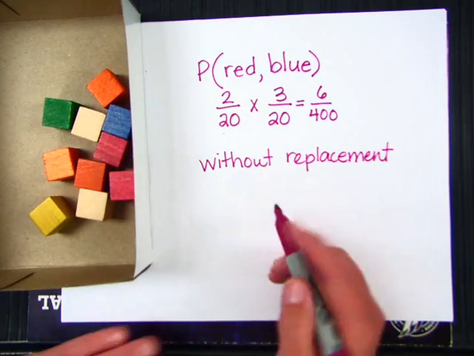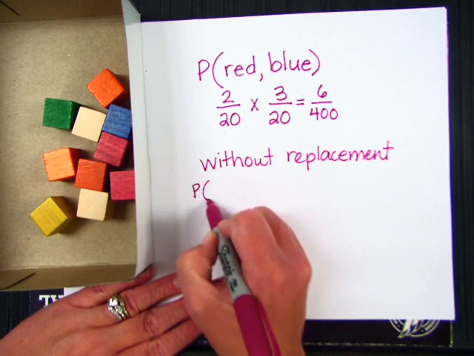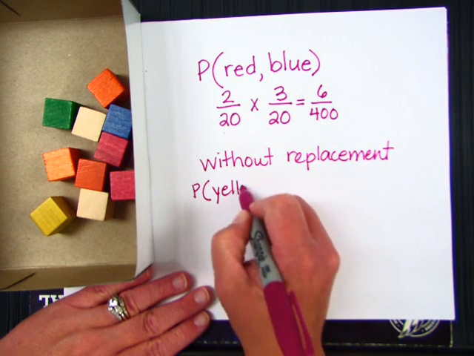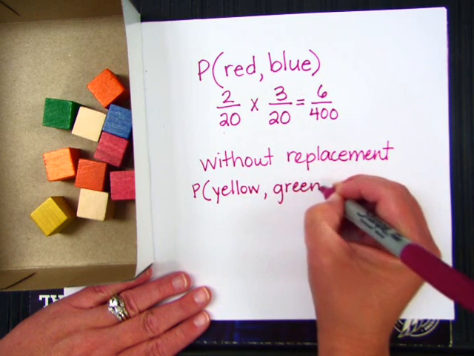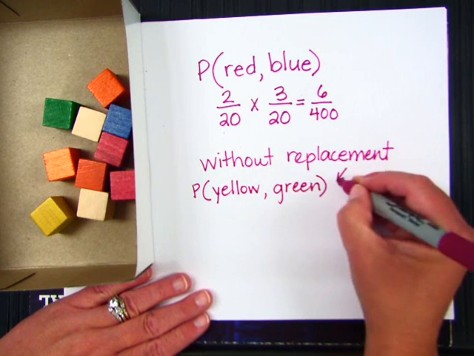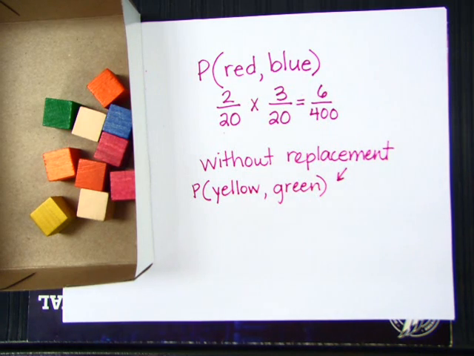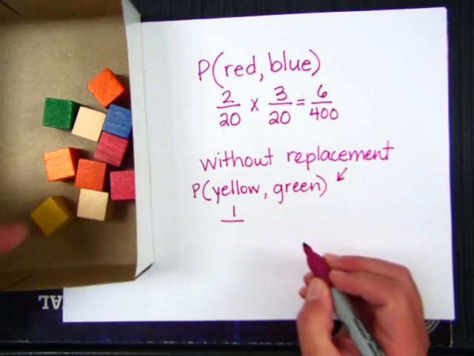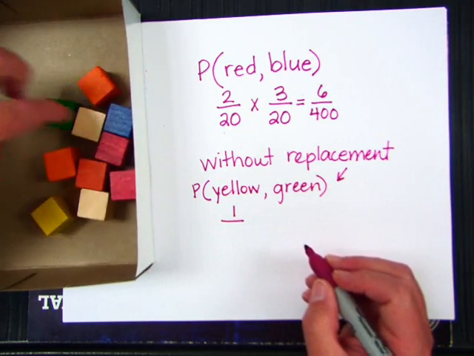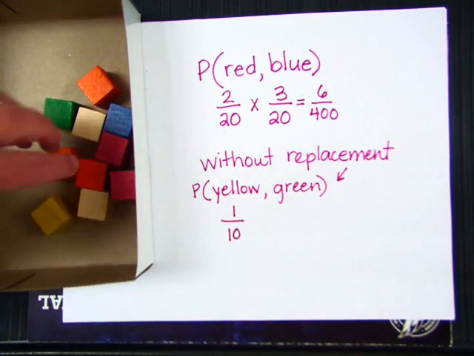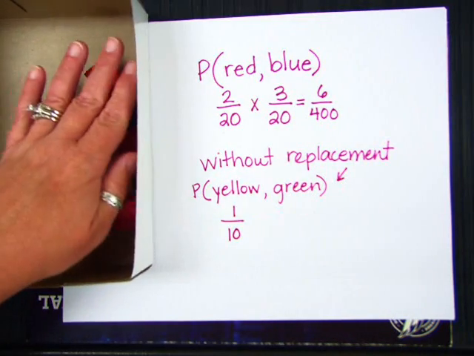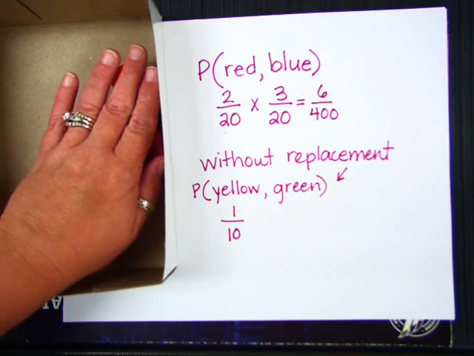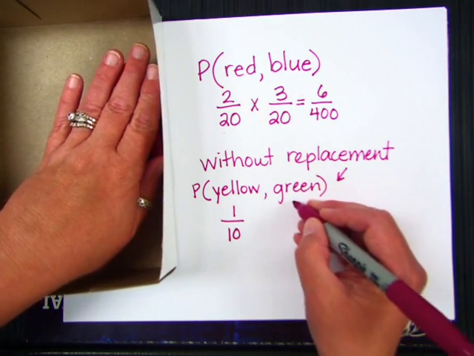All right, so what if I said without replacement? What if I said, what is the probability of picking a yellow cube and then a green cube without replacement? That means this. I take my hand, I look in there, I see, oh, there's 1 yellow, and there's 1, 2, 3, 4, 5, 6, 7, 8, 9, 10 items now. So I randomly pick out a cube. Okay. Randomly picked out a cube. We don't know what I picked out, and we don't know what's left in there. So now what is the probability of picking a green?